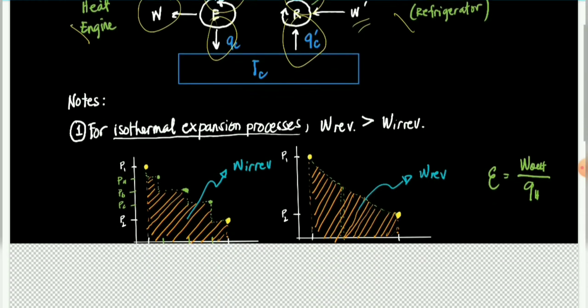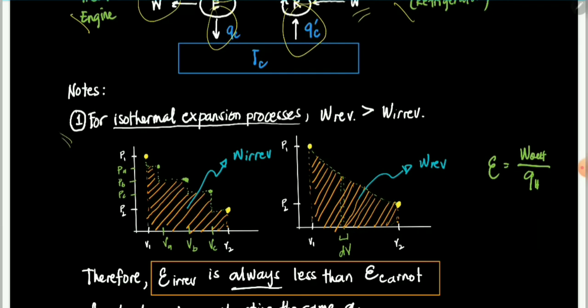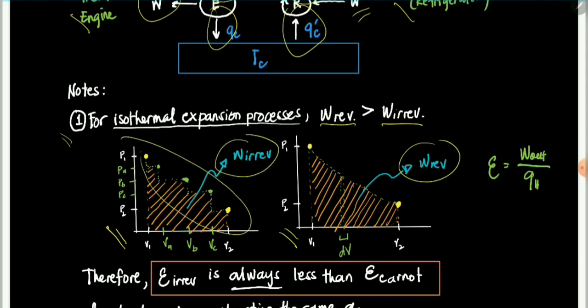Okay? So for some notes, number one, for isothermal expansion processes, the reversible work is always greater than that of the irreversible work. So makikita natin dito sa mga PV diagram na yung area under this curve is always less than the area under this curve. So this curve is the work reversible, yung area nun, okay? Yung area naman nito ay yung irreversible work. So makikita natin stepwise yung nasa diagram dito ay curve kasi it represents an infinite number of steps.